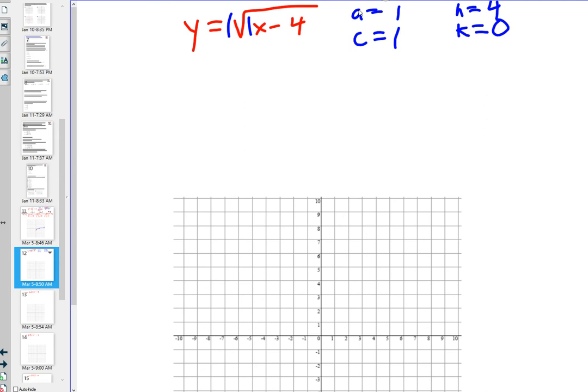What does H do? Transformations, we looked at them, right? Horizontal translation. So since H is positive 4, where is it going to move? Instead of me showing you on the board how the graph moves, I let the formula do the work for us. So we're going to have an endpoint. Where's the endpoint going to be? Yeah, it's H, K: 4, 0.